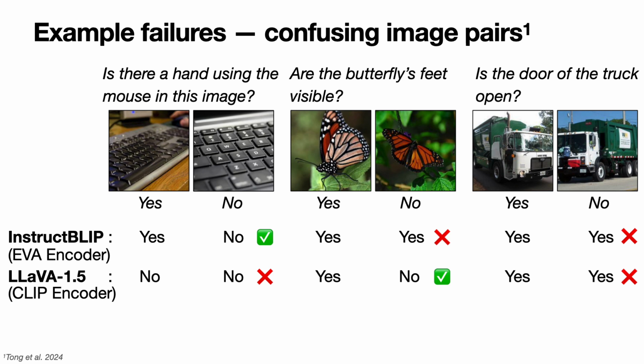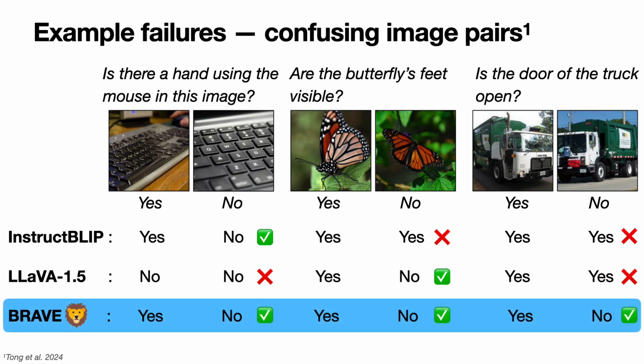Also note that these methods employ different vision encoders, namely EVA and CLIP, so they are likely extracting different representations of the images. However, neither of the encoders can consistently extract the relevant visual features to answer the question. In this paper, we propose a new method which we named Brave that can consistently perform better than the recent methods.